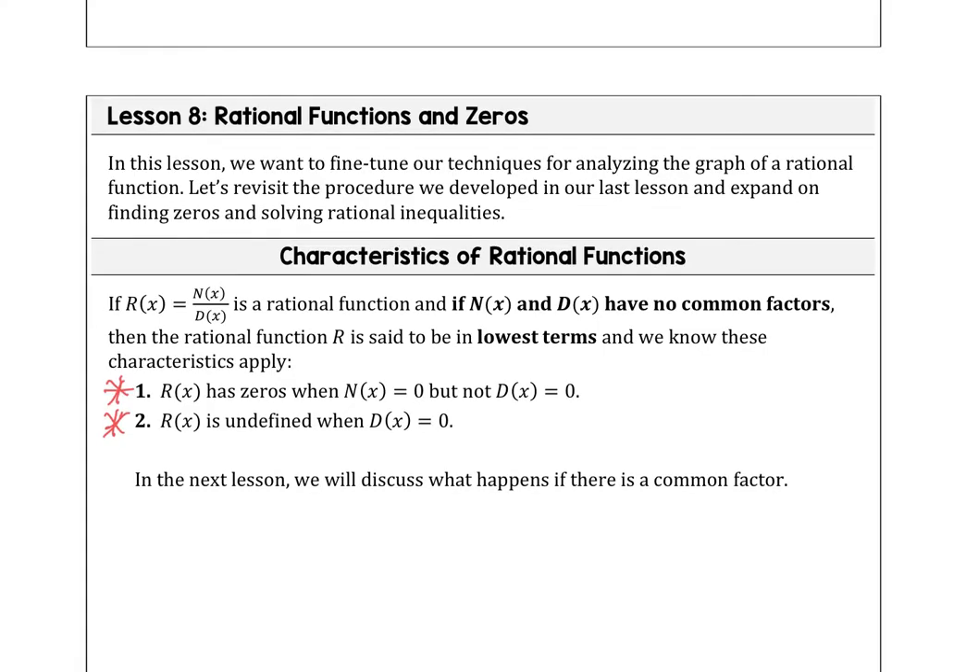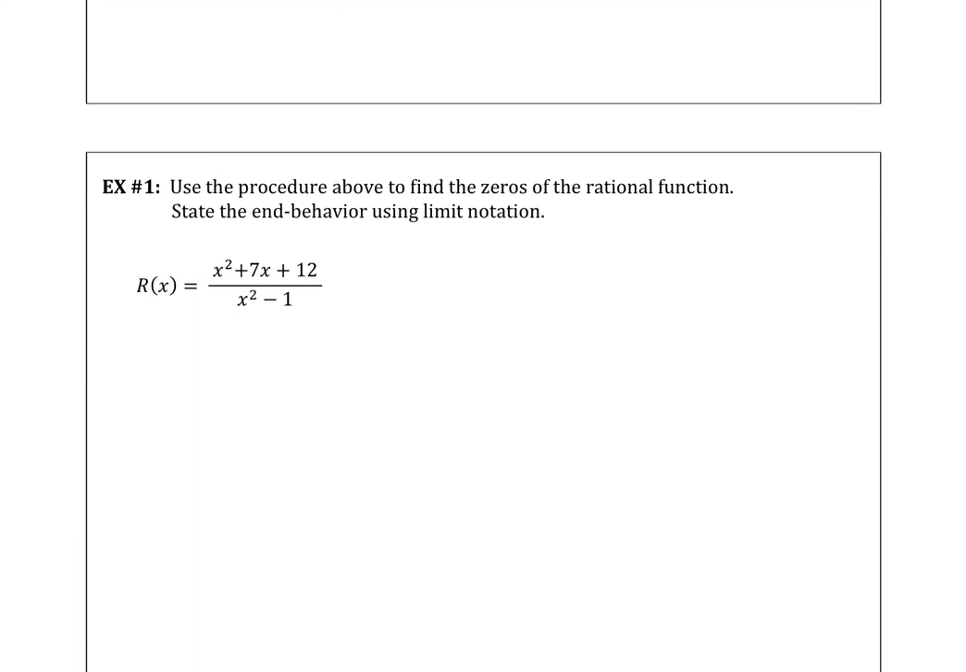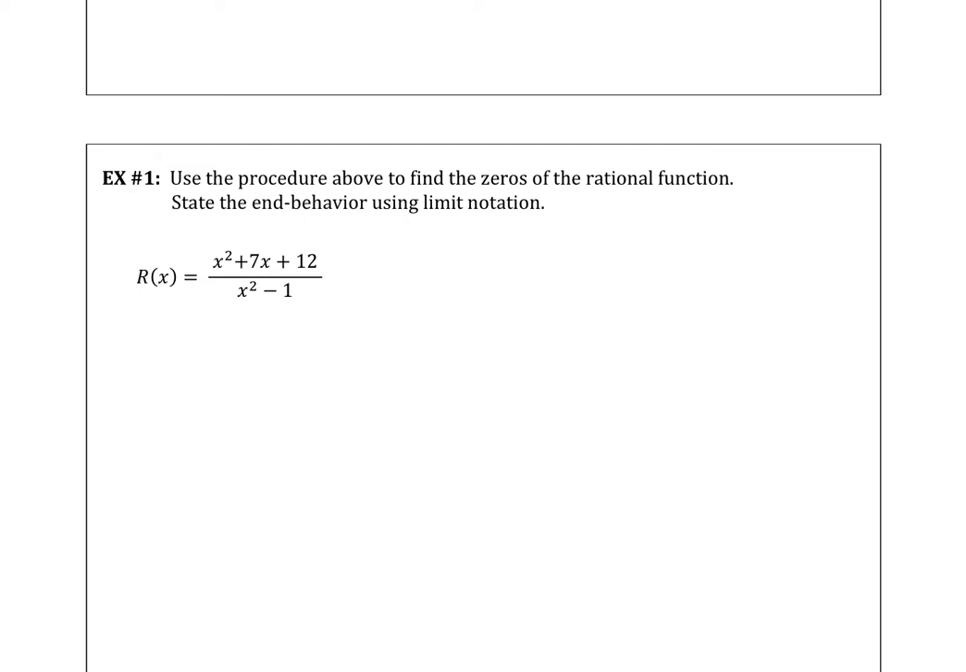So let's take a look at example 1. We want to use the procedure above to find the zeros of the rational function. The first thing that we want to do is to factor the numerator. So if you think about factors of 12 that would add to be 7, 4 times 3 would equal 12, and 4 plus 3 would give us that middle term of 7x when we distribute. The denominator is the difference of two squares, and factoring the difference of two squares looks like x plus 1 and x minus 1.